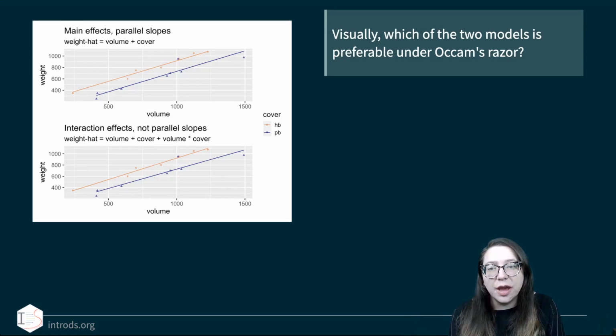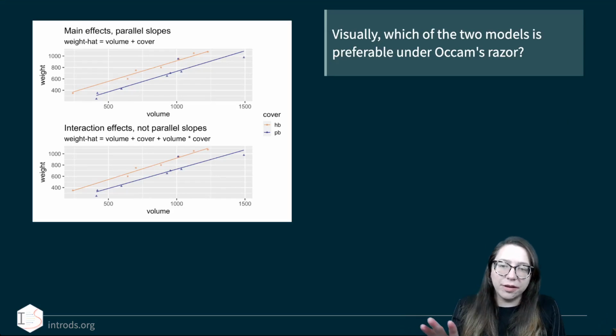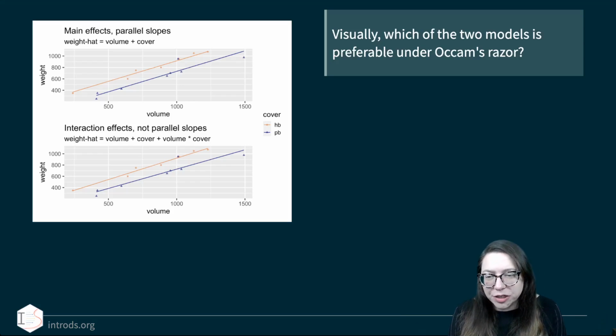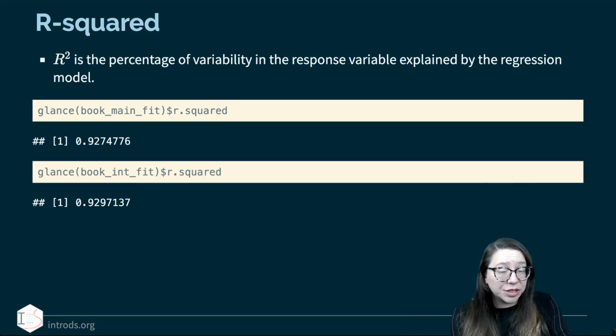So, looking back at that same picture, visually, which of the two models is preferable under Occam's razor? Which of the two, the main effects on top or the interaction effects in the bottom with the different slopes, does a better job at predicting the book weights? A little bit hard to tell, I think, just by looking at it visually. So we actually turn to some measures that would be useful for us in order to make this sort of decision, or really at least to start thinking about it.